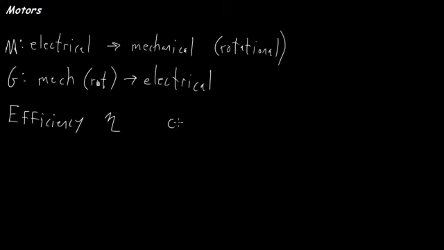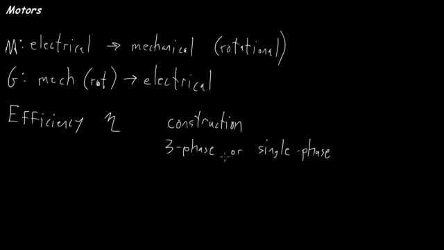quality of construction. So you can buy motors that are premium motors. They'll typically have a higher efficiency rating than the standard construction. Type of motor, in terms of whether it's a three-phase motor or single phase. And don't worry about the distinctions between these for now. We're going to discuss that in a later lecture. Motor size. Typically, larger motors are more efficient than smaller motors.